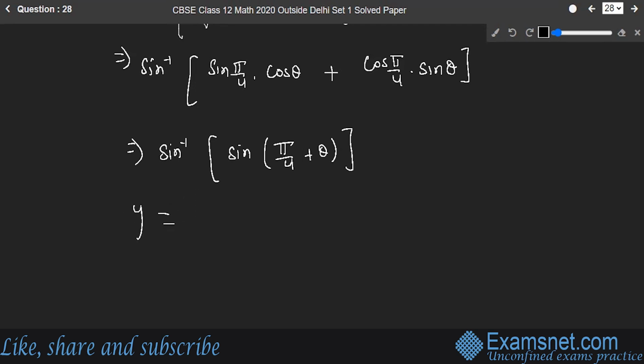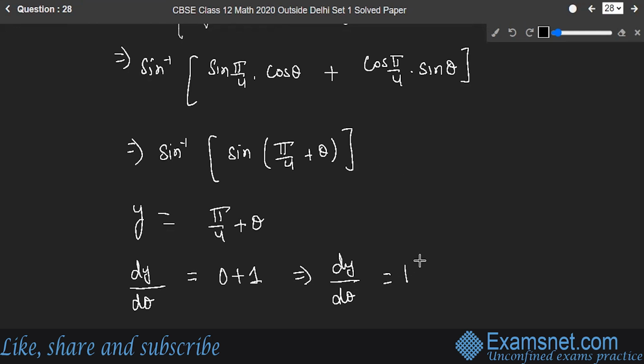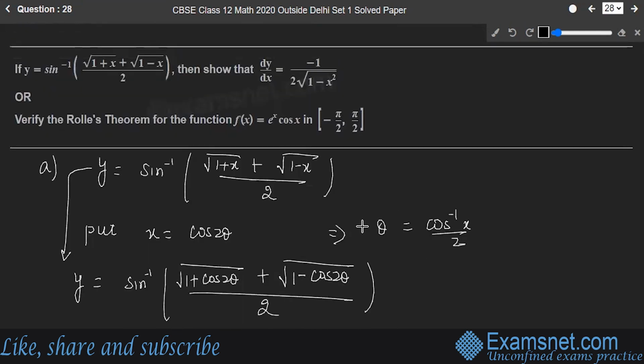Or y will be equal to pi by 4 plus theta, because sine inverse and sine will cancel out each other. Okay. Also, let's find out now the derivative, differentiating both sides with respect to theta. You have dy by d theta is equal to 0 plus 1, or dy by d theta is equal to 1. Let's get back to our question.